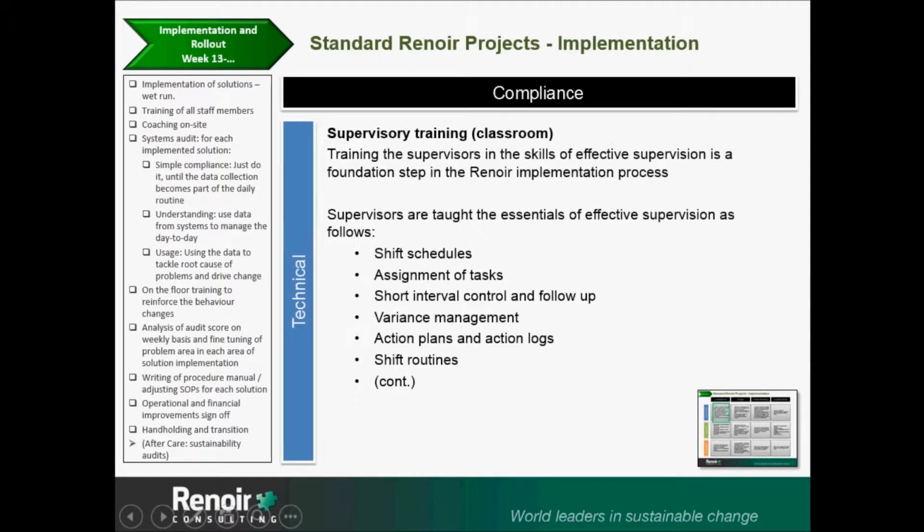Supervisory training. Training the supervisors in the skills of effective supervision is a foundation step in the Renoir implementation process. Supervisors are taught the essentials of effective supervision as follows: shift schedules, assignment of tasks, short interval control and follow-up, variance management, action plans and action logs, and shift routines.